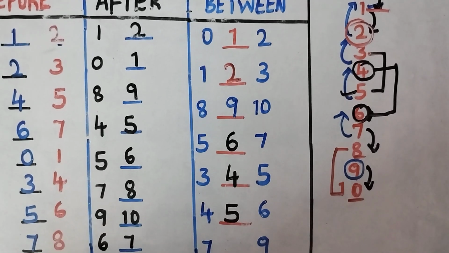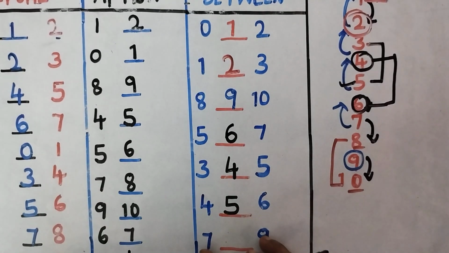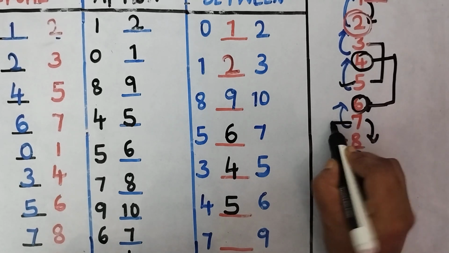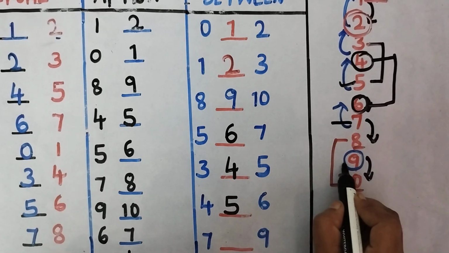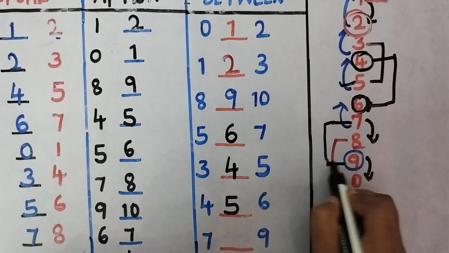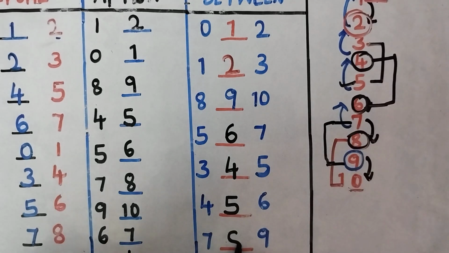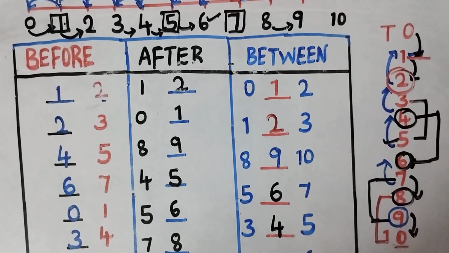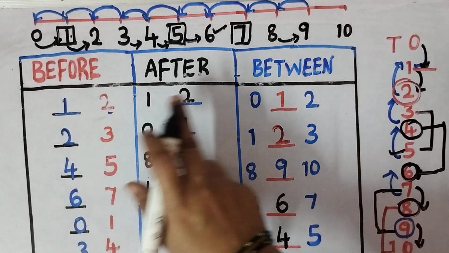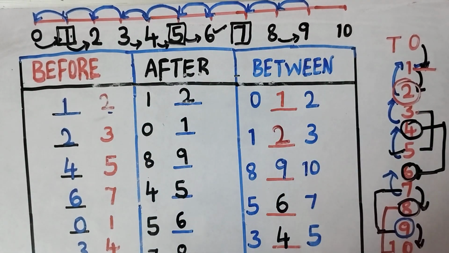Next, between 7 and 9. Here is the number 7 and here is the number 9. Between 7 and 9 what comes? That is number 8. So like this we have to practice the before, after and between numbers.